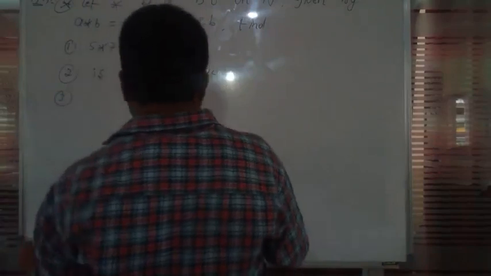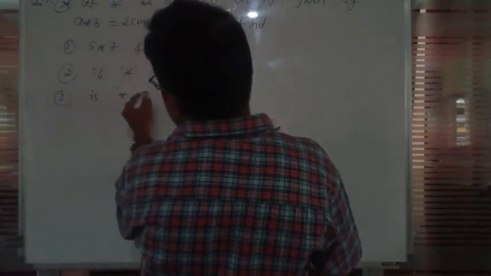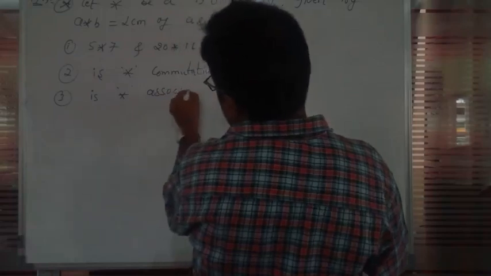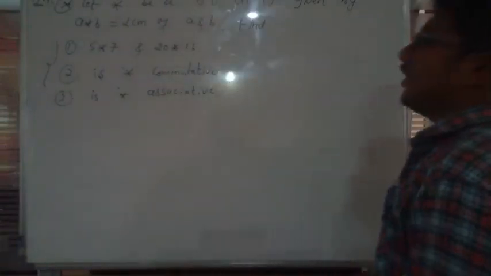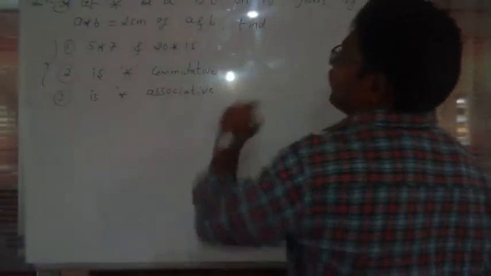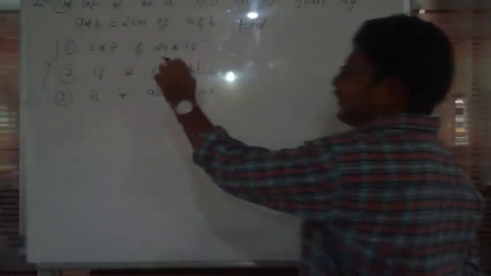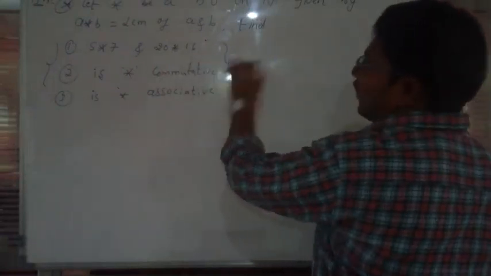And the third one, is star associative? It is possible to make it associative. So you just have to read it. This is a 1 mark question, so they are not asking all these 3 questions. For 1 mark they ask only 1 question, and whichever they ask, we don't know. They are asking only 1 statement about LCM of a and b.